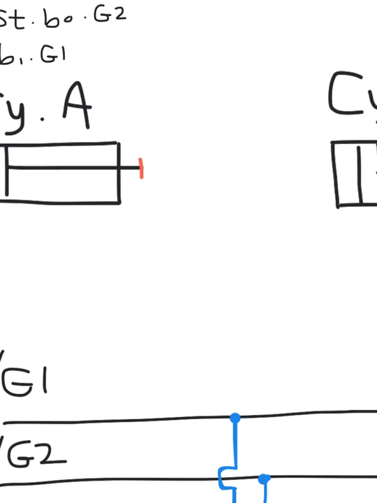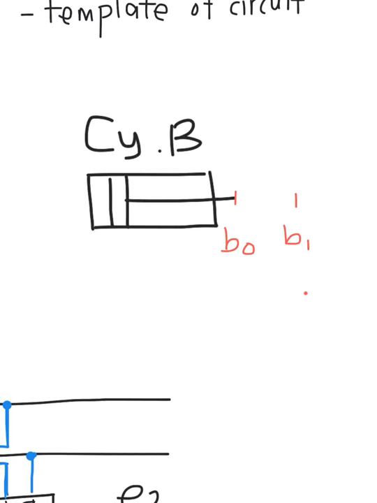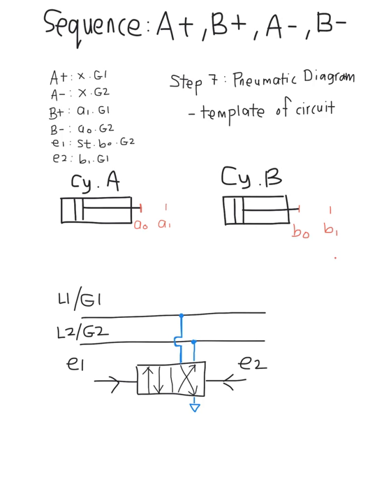Let's zoom in. This one is A node, and at the end of the stroke we will have A1. Same goes for this side, for cylinder B, we have B node and B1. Okay, that is the template of the circuit. When you want to start drawing, you have to draw this template first. In any process, you need this template, so you have to remember it.